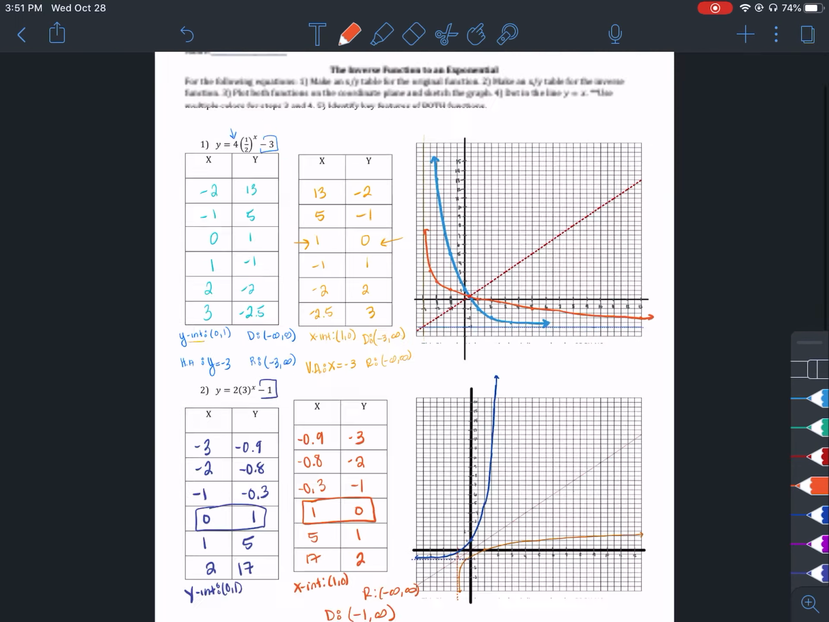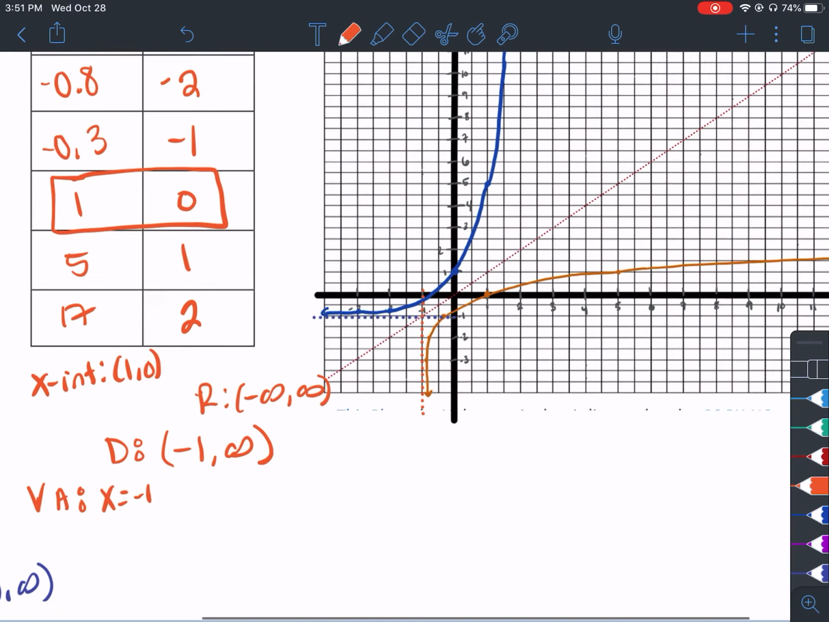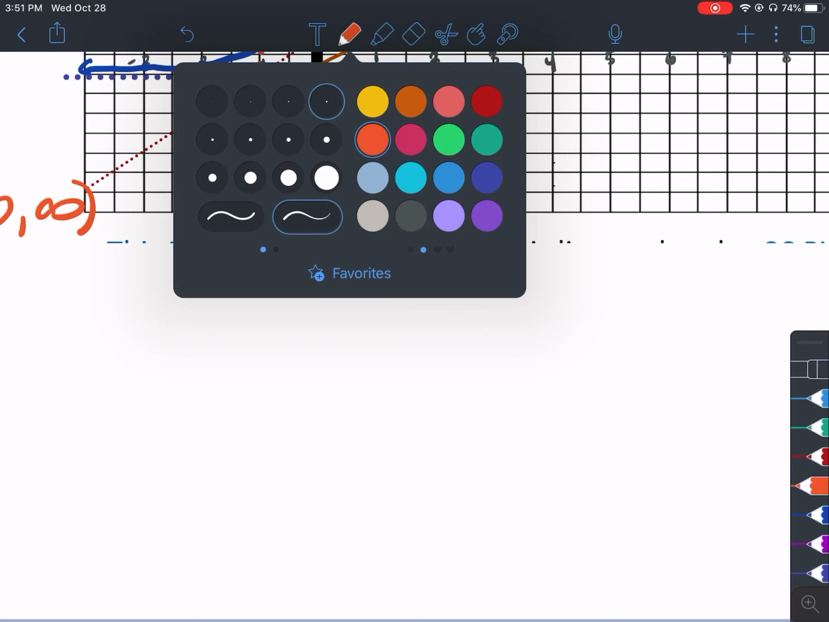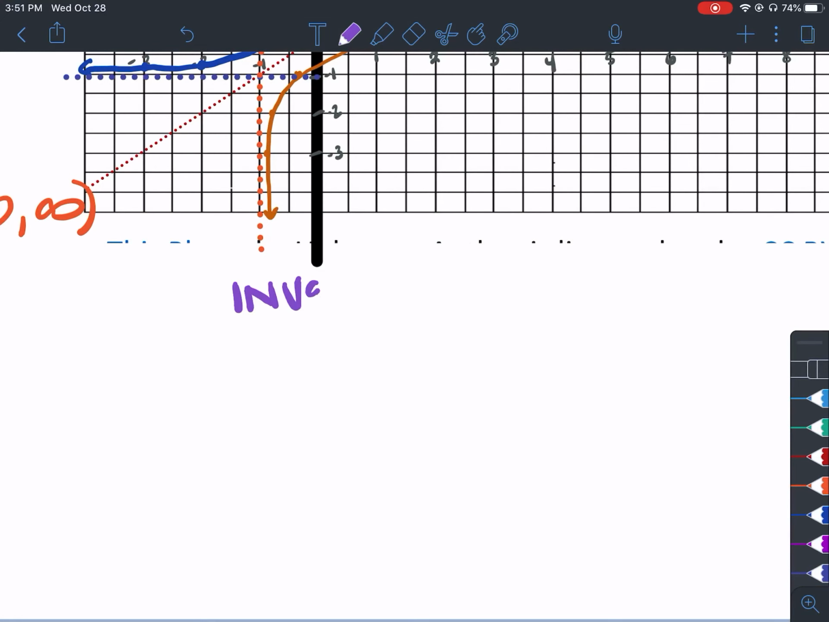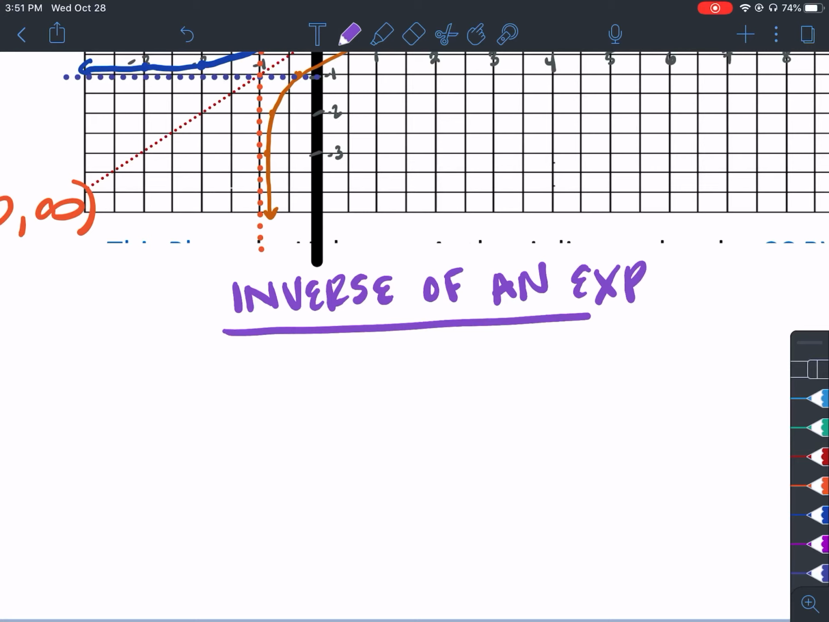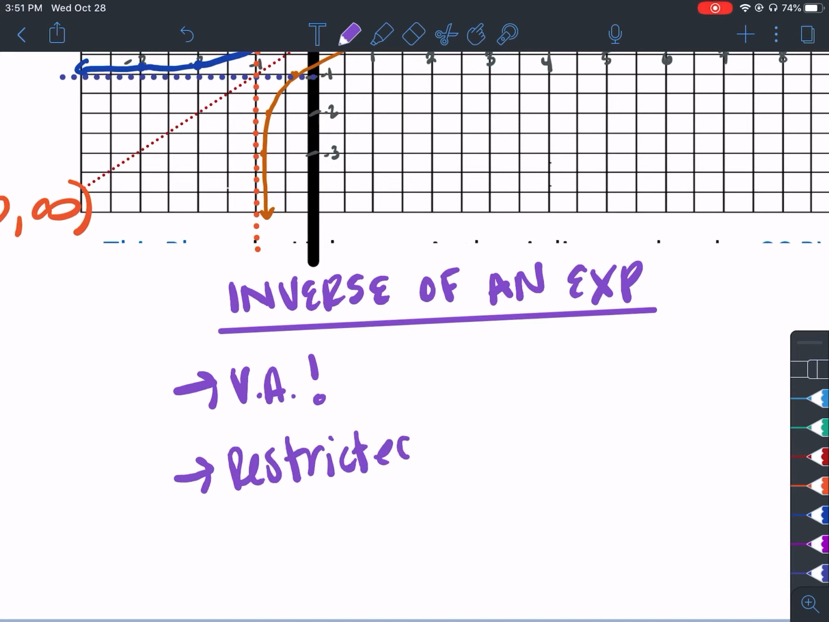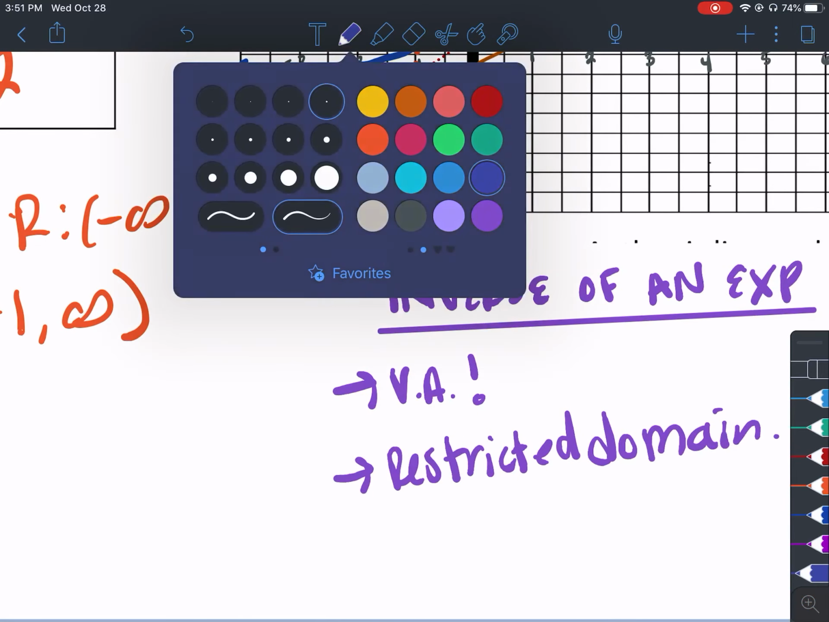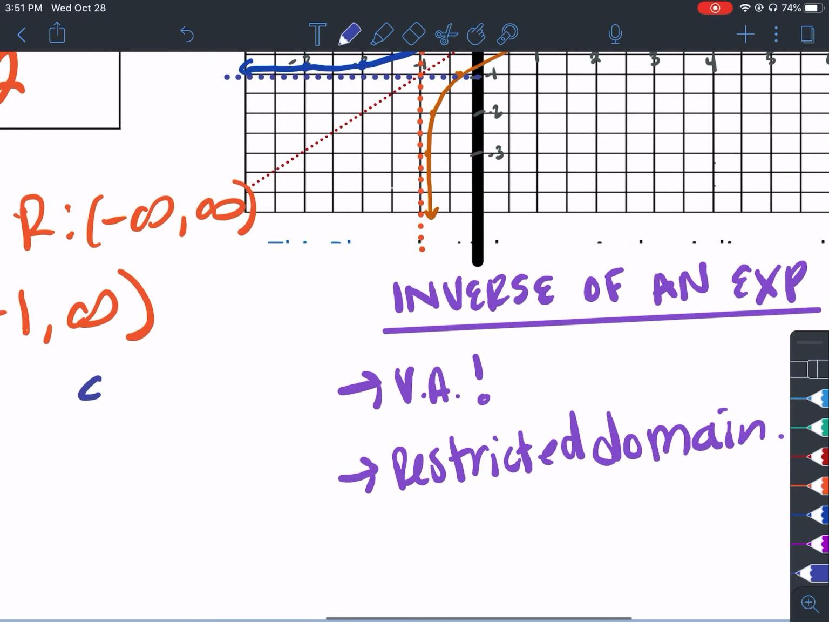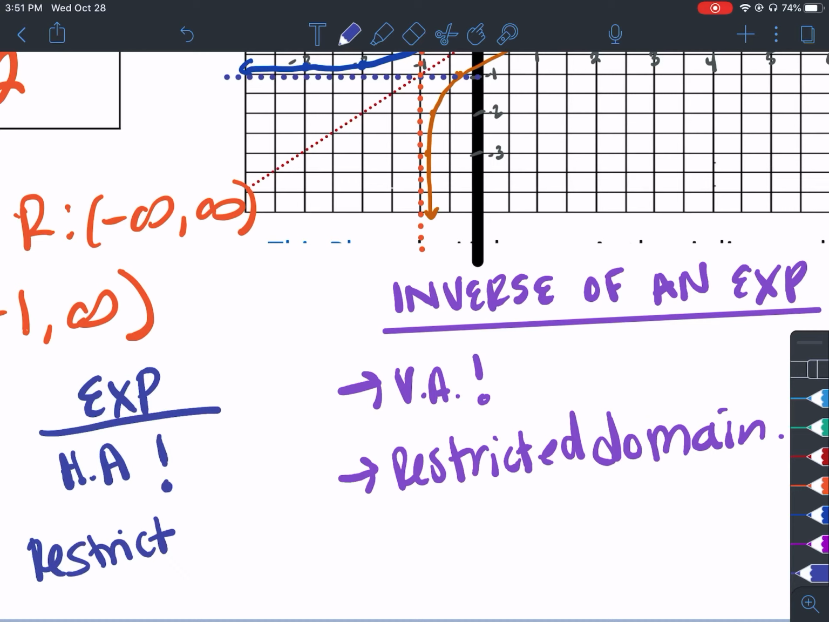So we've seen all of these relationships now. The key takeaways that I want you to think about as we move on and as you prepare for class next week is that the inverse of an exponential, and we're actually going to talk about what those are called because it's something new for you guys, has a vertical asymptote and a restricted domain. That simply means it's not negative infinity to infinity. Versus an exponential, which has a horizontal asymptote and a restricted range.